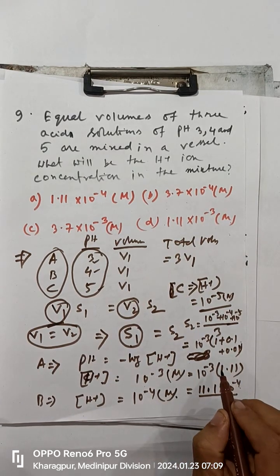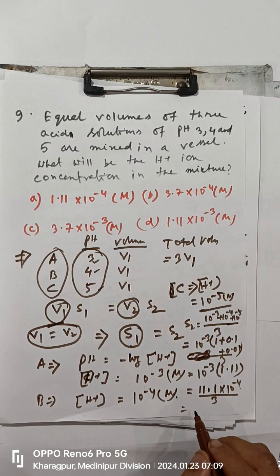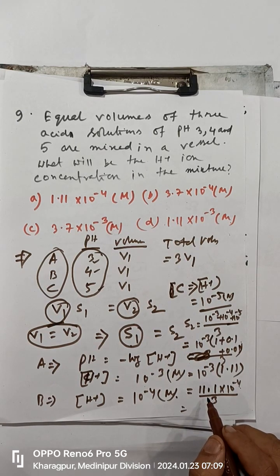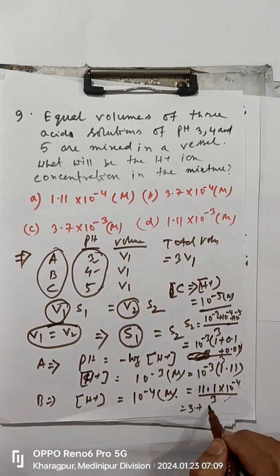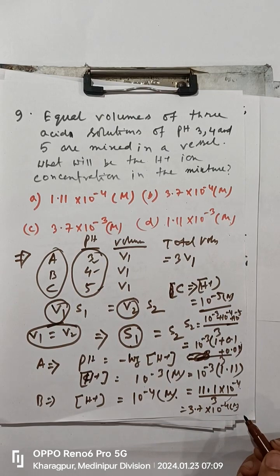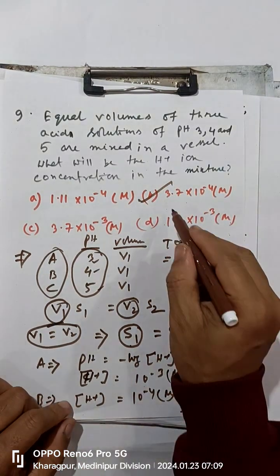by 3, which is near about 3.7 into 10 to the power minus 4 molar. So this will be the concentration of H plus. So option number 3 will be the correct answer.